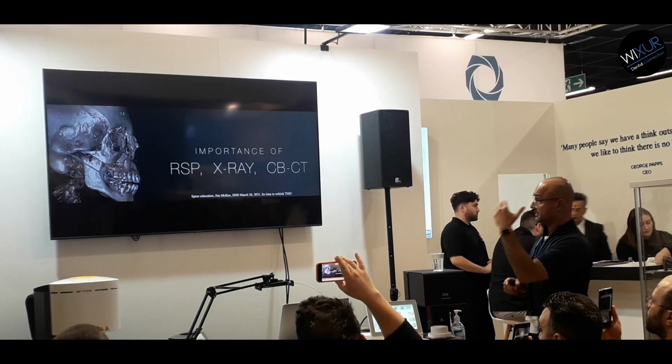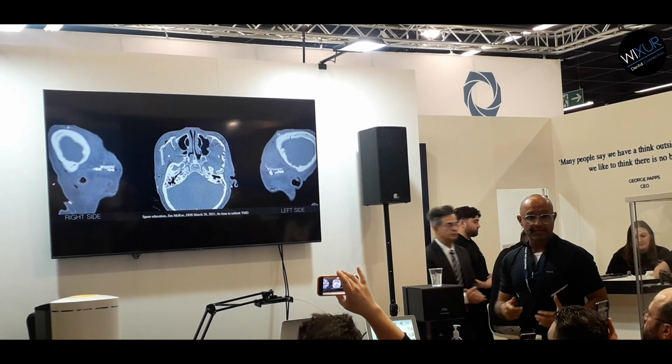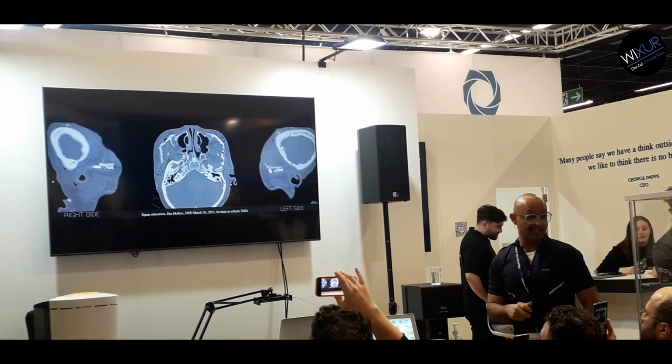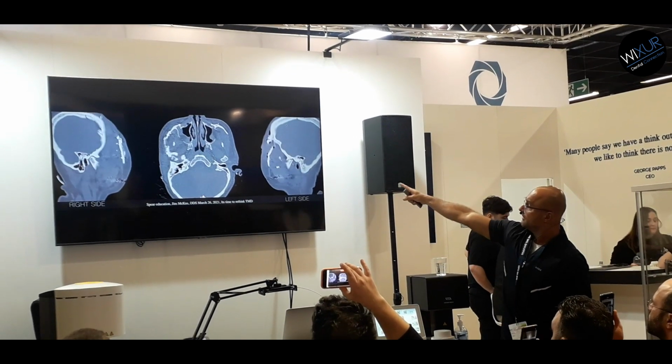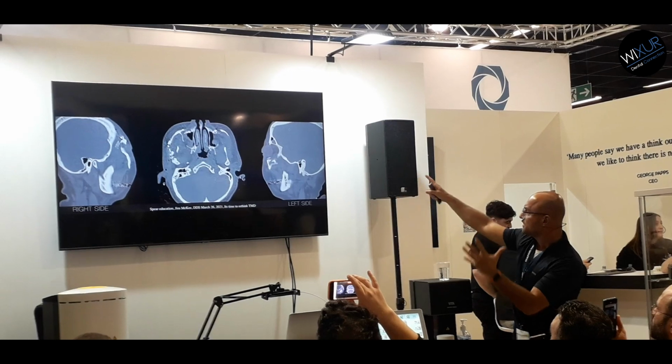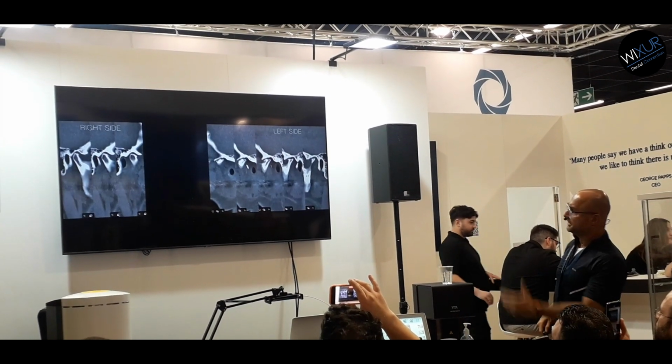So that way, important are the RSP, X-rays, and CBCT scan, in order to get all the information and put it in your 3Shape or exocad. In this case, we worked with exocad. Look at the condyle head of the right side and left side. We don't see the condyle. Where is it? Look at here, beautiful pictures.